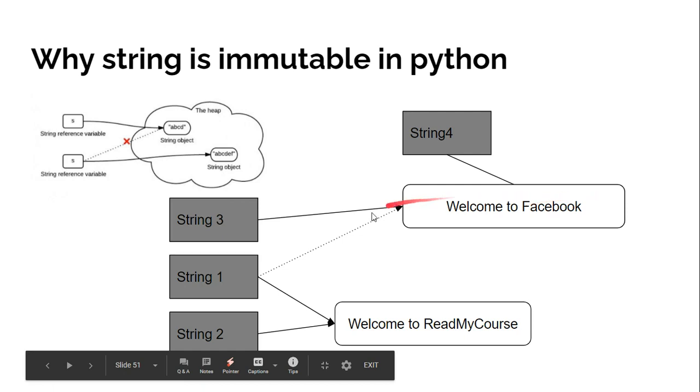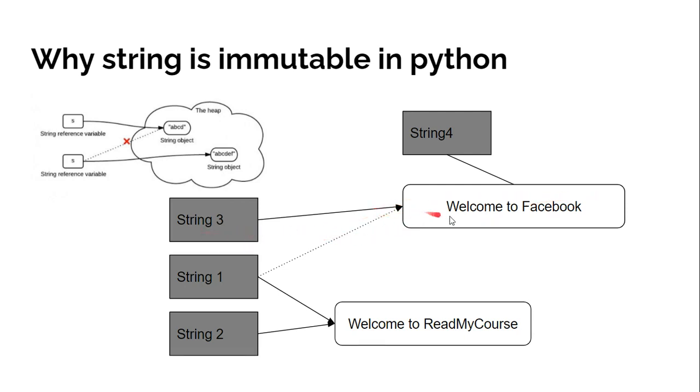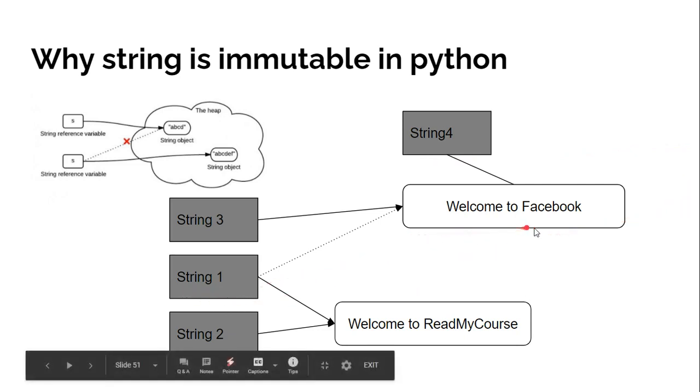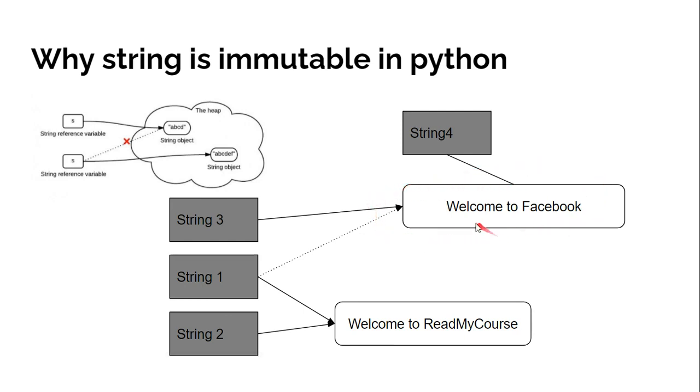Now if you assign string 3 is equal to "welcome to read my course", string 4 is equal to "welcome to read my course" and string 1 is equal to "welcome to read my course", then for all of these variables you will have only one "welcome to read my course" string in memory. Why is it happening? Because strings are big data, a string can be big. So your operating system creates only one string and refers all the variables to that string.